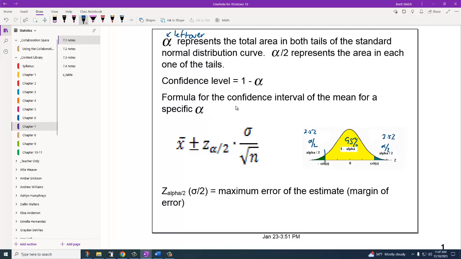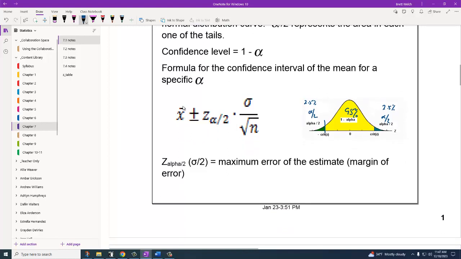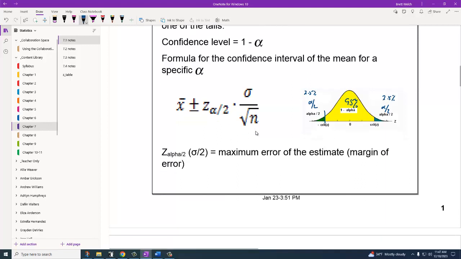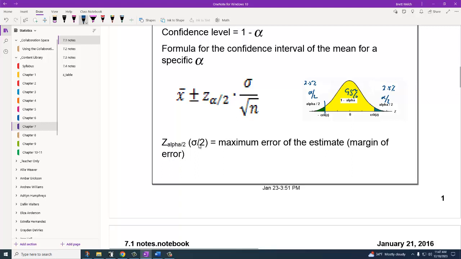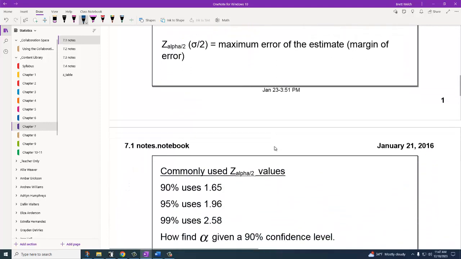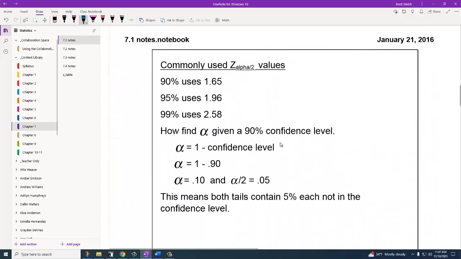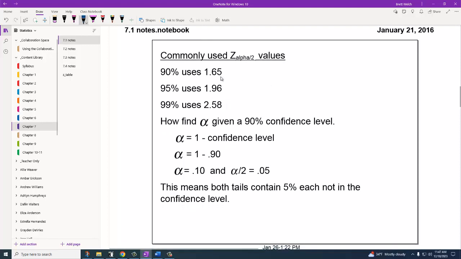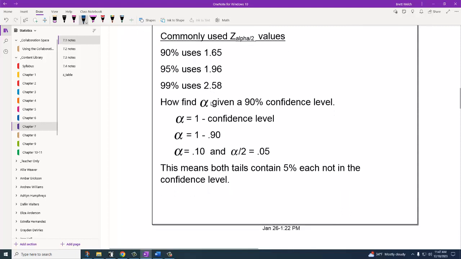And the formula for finding the confidence interval is x bar, your sample mean, plus or minus, because we have to have both tails, the right side and the left side, z of alpha over 2, we'll calculate that number in a minute, times the population standard deviation divided by the square root of the number of data values. And z of alpha over 2 times that is the maximum error of the estimate, or margin of error. We never let it get bigger than that. Commonly used ones for z of alpha over 2: if it's 90%, it's 1.65; 95%, it's 1.96; and 99% is 2.58.